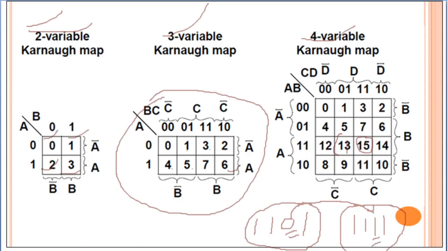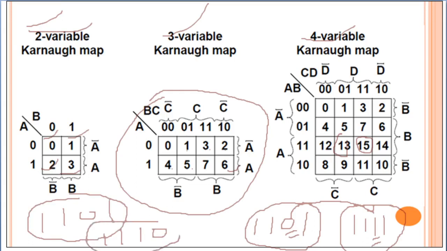If we take the 13, and the adjacent cell will be 14, that means 13 is 1, 1, 0, 1, and 14 will be 1, 1, 1, 0. Now if we compare these two numbers, we see that there are 2-bit differences. That means this 0 changes to 1 and this 1 becomes 0. That means we have a 2-bit difference in those two cells.